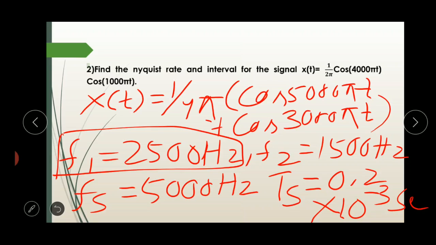Please solve this question properly, I just did it in a shortcut manner, so do it properly. If you face any problem, ask me.